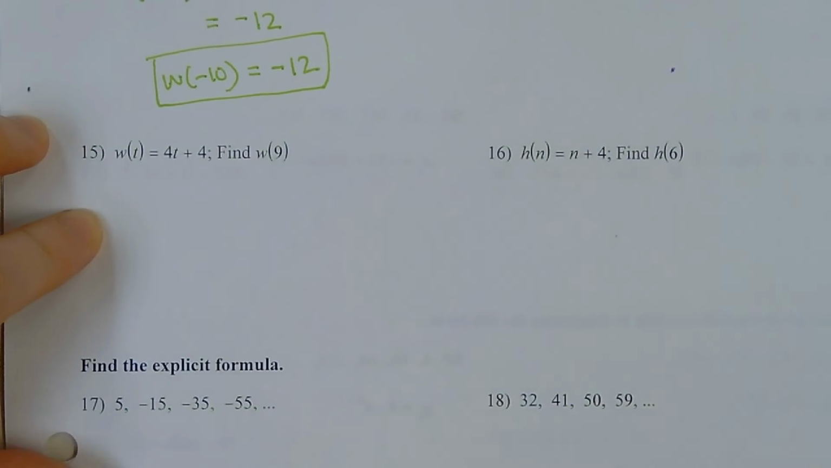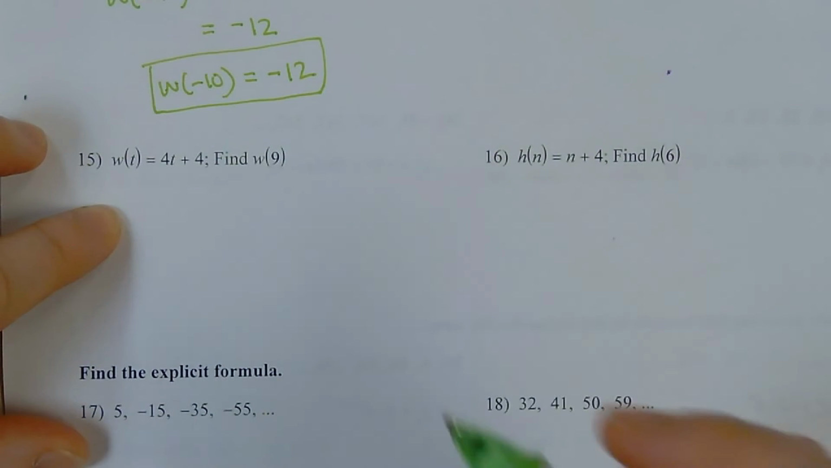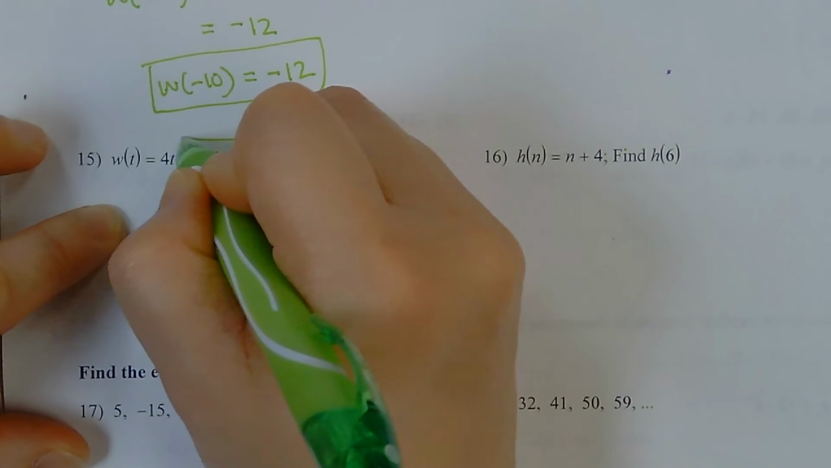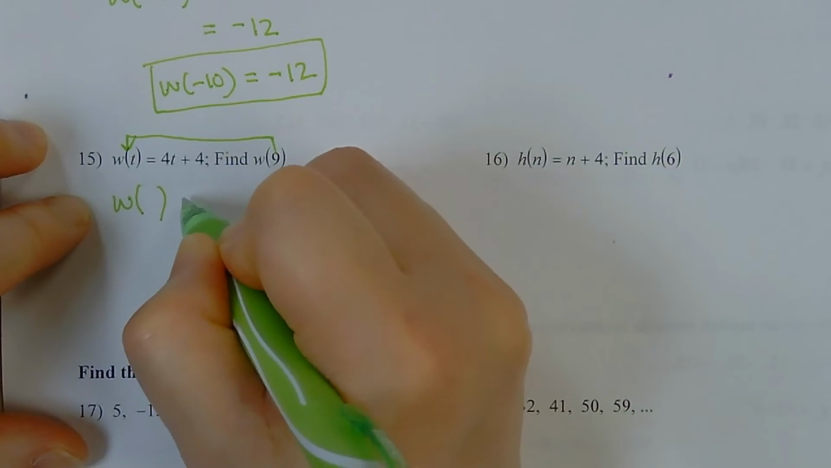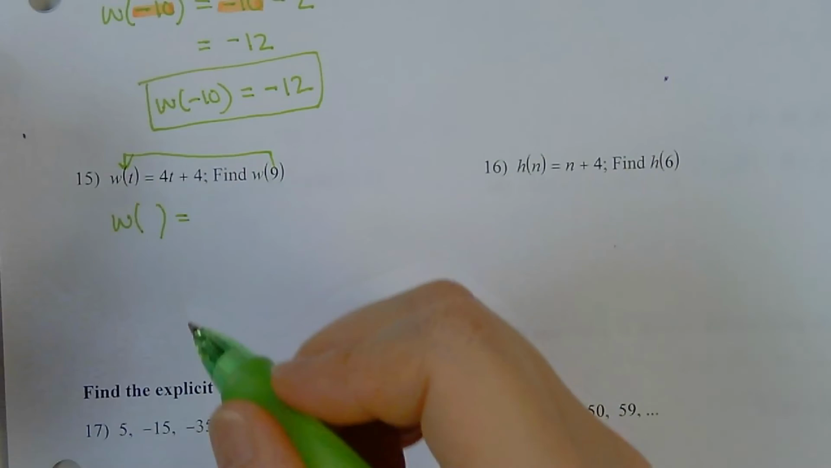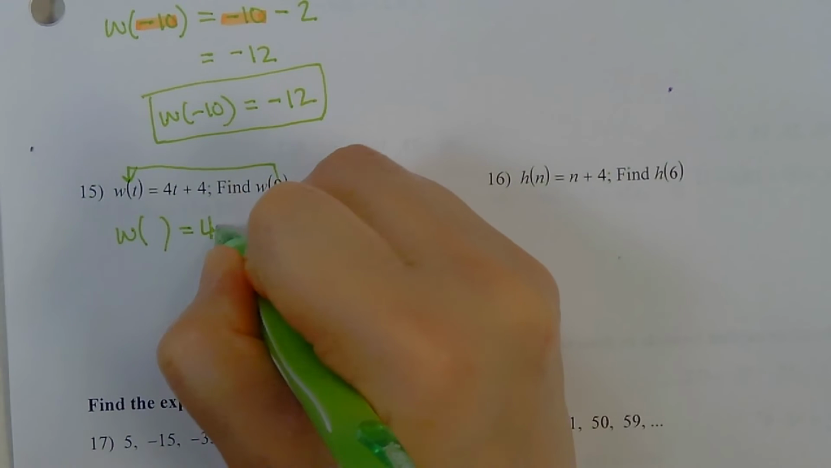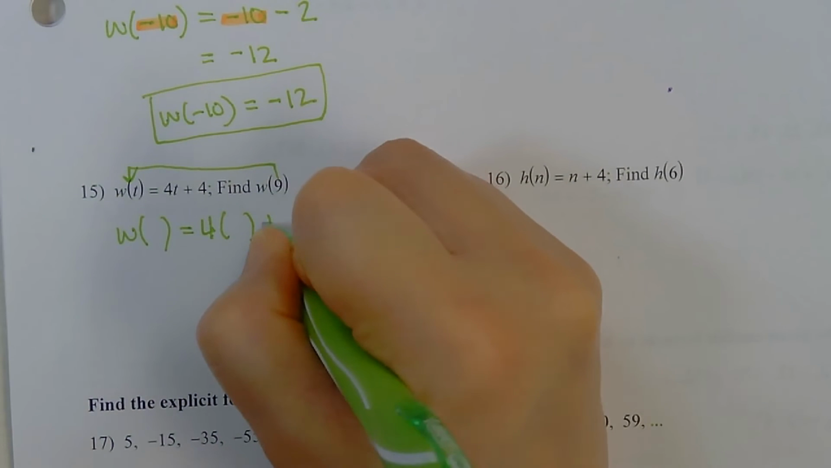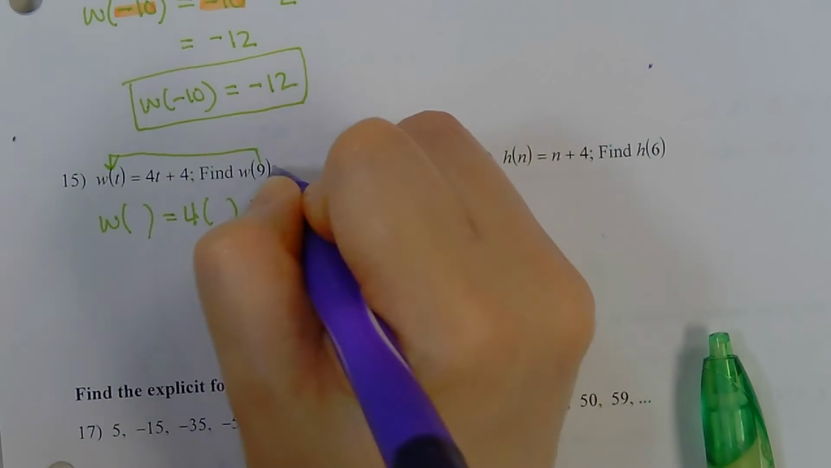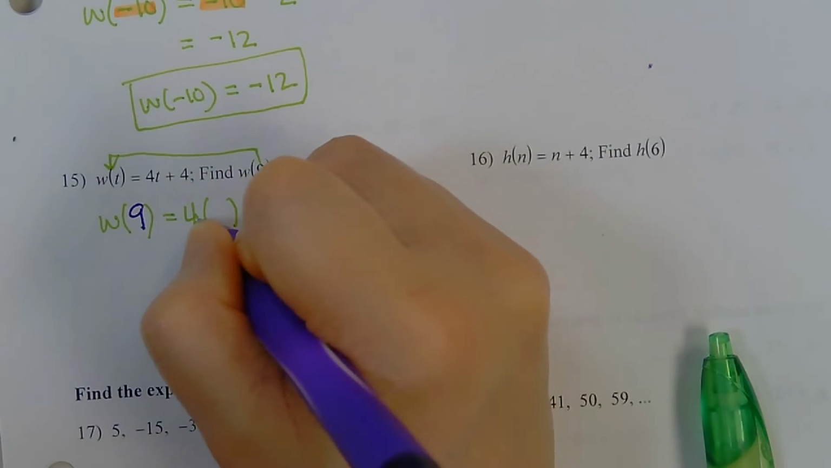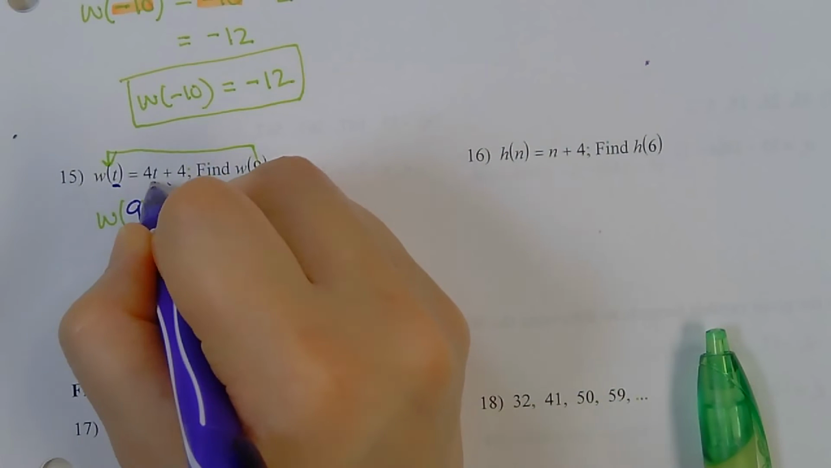If we have something like 15, we want to find W of 9. Again, we're going to put in 9 where the T is. So W of 9, and it's going to be 4 times whatever it is plus 4. We're putting in 9, so W of 9 is equal to 4 times 9 plus 4. And here are our T's like that.